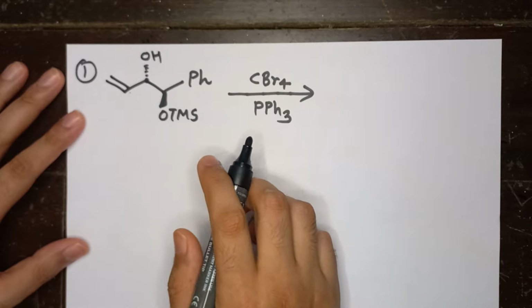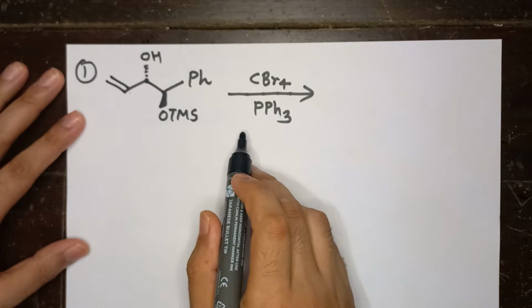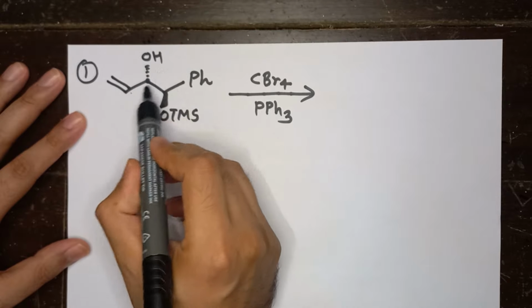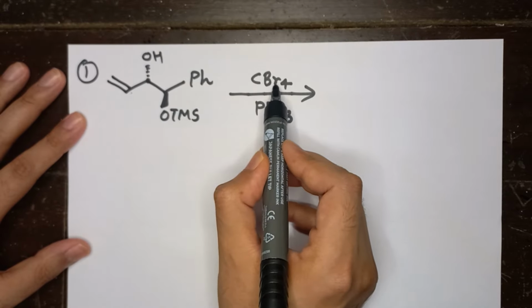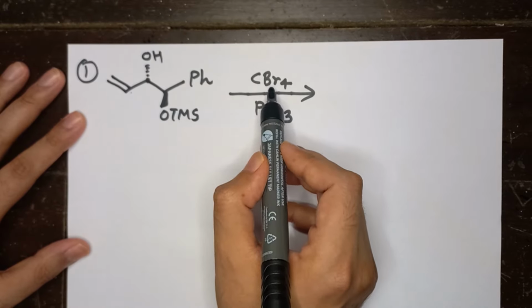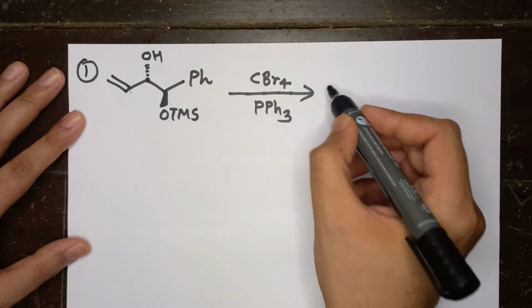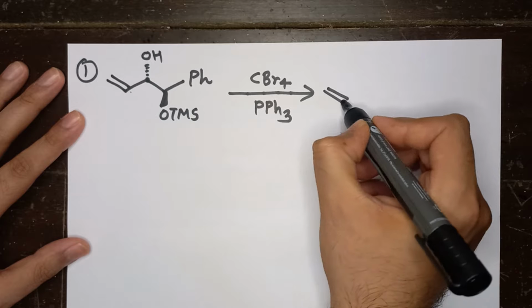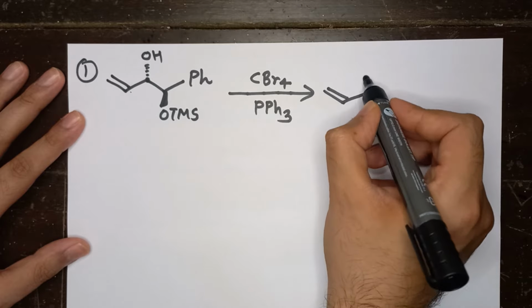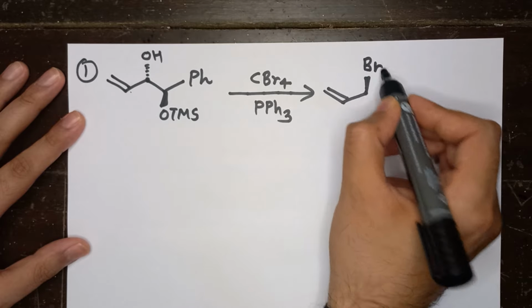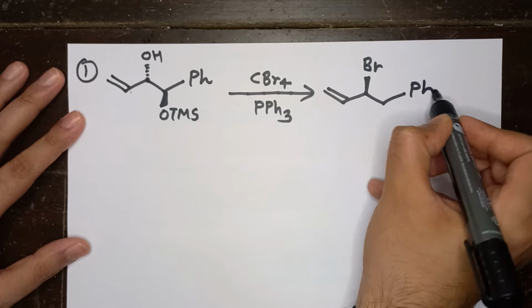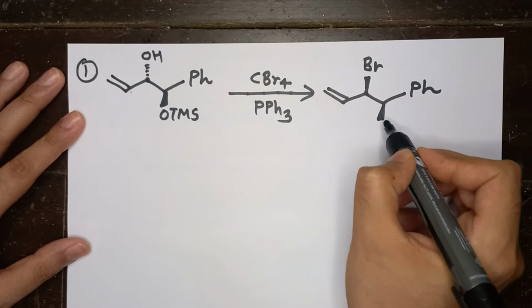So let's begin. So we can quickly draw the product. All we have to do is replace this OH group with a bromine group this time, because we have used carbon tetrabromide, and we have to change the stereochemistry. So the product will look like this: OH is below the plane, so I will keep my bromide above the plane and the rest will be the same. So this is the product for this particular reaction.